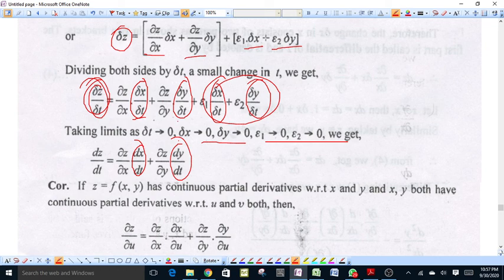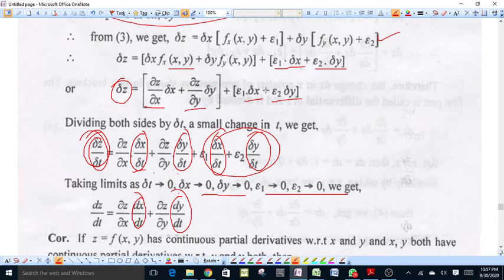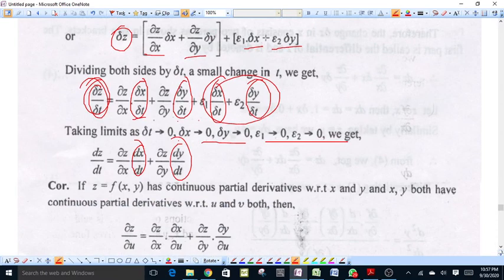Therefore, the derivative of the composite function z with respect to the parameter t can be written as the partial derivative of z with respect to x, dx upon dt, plus curly z upon curly y, dy upon dt.